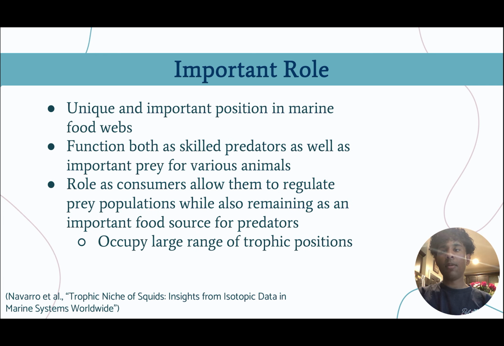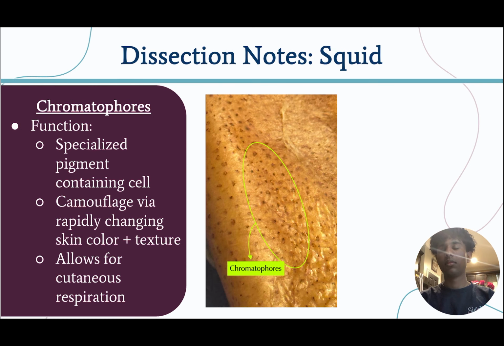They have a unique and important position in marine food webs, and as stated before, they function both as skilled predators as well as important prey for various animals. And their role as consumers allows them to regulate prey populations while also remaining an important food source for predators. Now I'd like to move on to my dissection.